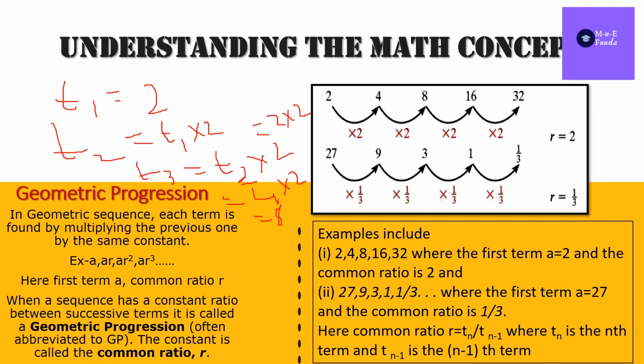For the second example, it is given 27, 9, 3, 1, 1 by 3. So here the first term is 27, a equal to 27, and the constant common ratio is 1 by 3. And for the nth term, if I consider nth term is Tn and n minus 1th term is Tn minus 1, then the constant common ratio will be R equal to Tn by Tn minus 1.